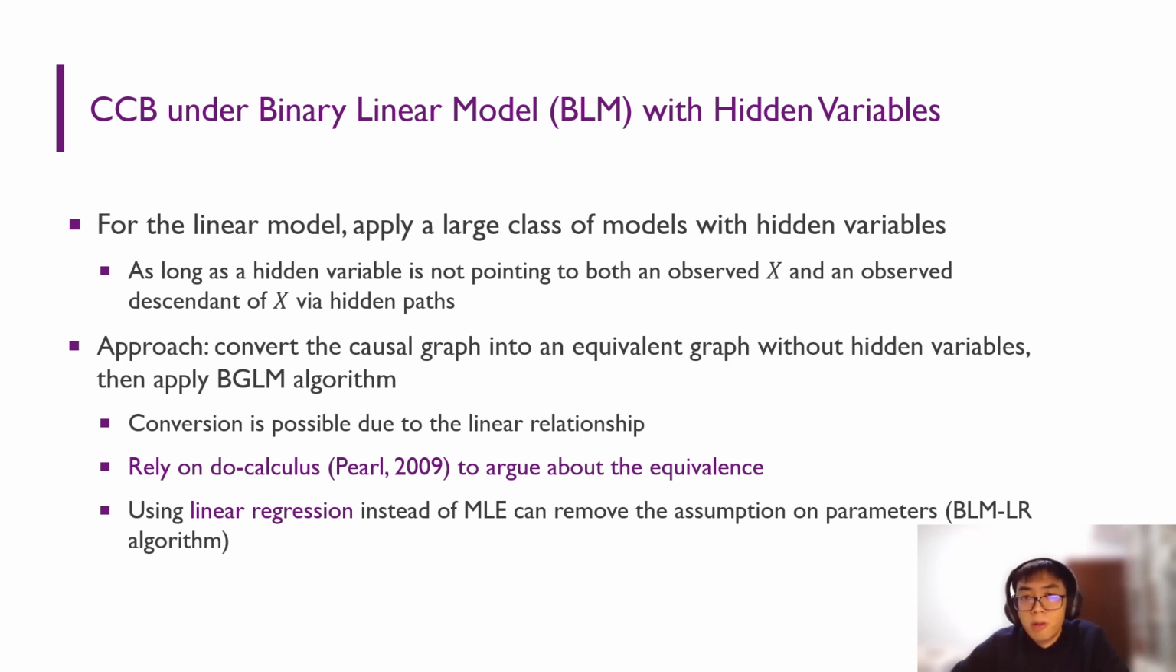Our approach is to convert the causal graph into an equivalent graph without hidden variables. Then apply the BGLM algorithm. Conversion is possible due to the linear relationship and relies on do-calculus. Furthermore, we can use linear regression instead of MLE. This can remove the assumption on parameters. Also, this algorithm works for linear models with continuous variables, not only binary.